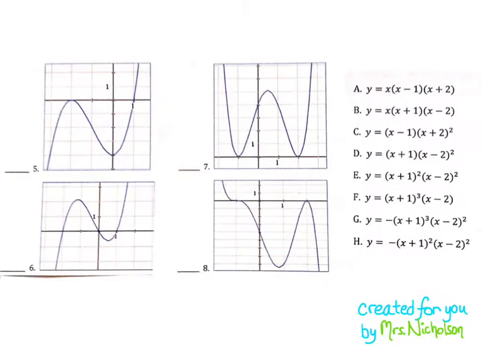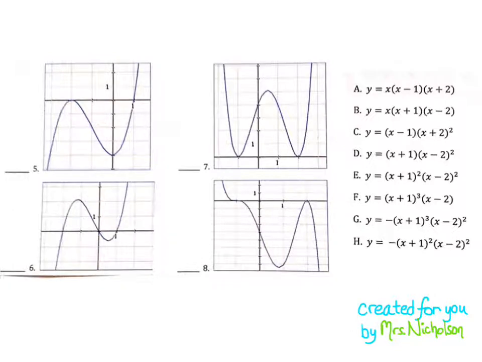All right, let's move on to the next set of graphs. In this set of graphs, if you look at our answer choices here, we're really testing our understanding of what happens whenever we have a factor that's squared or when we have a factor that's cubed, how those kinds of things affect our graph. So let's look at question number 5.